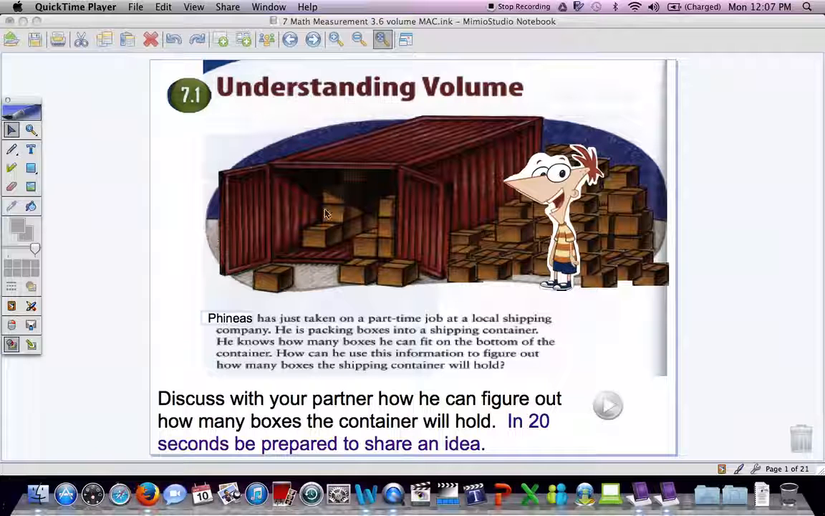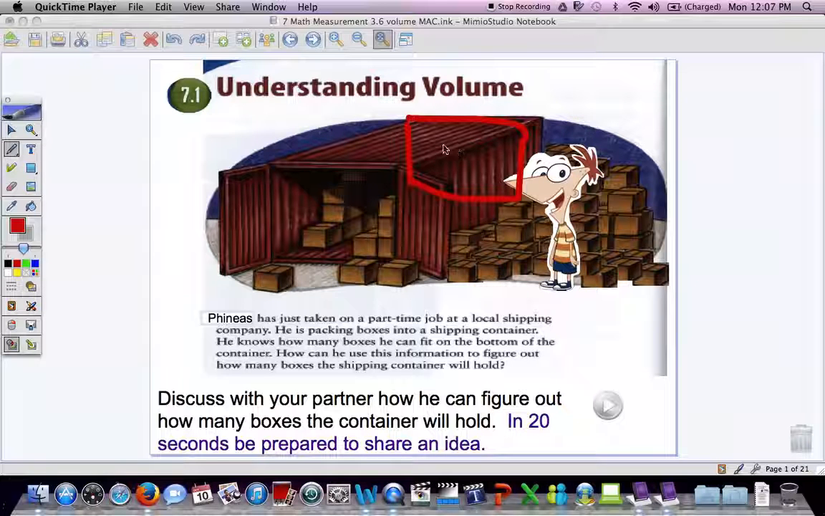So Phineas has got a job working at a dockyard or something like that, and he's got these enormous shipping containers. And he's got these boxes, and he wants to know how many boxes can I fit into the shipping container. One of the things he actually figured out right away is he stacked a bunch of boxes against the very back, and he figured out how many that was.